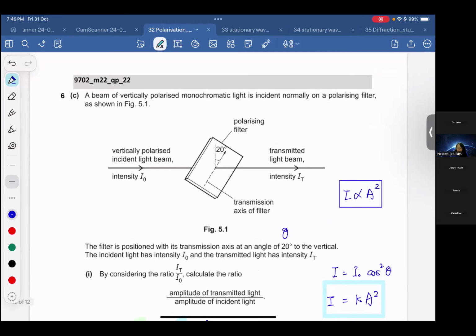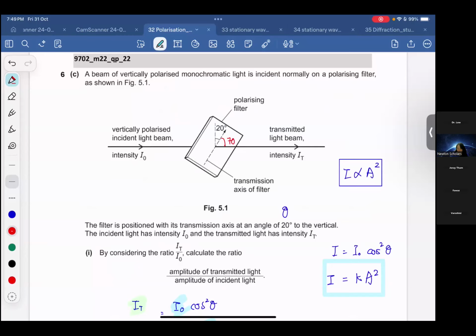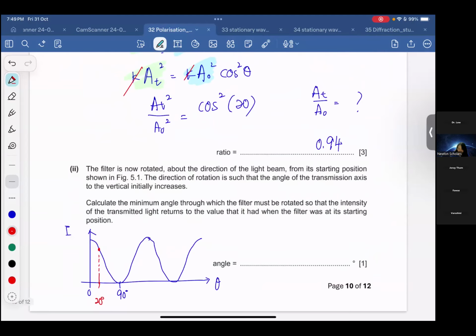Initially, our case is at 20 degree. So that means initially we are here, somewhere here. Okay, this is 20 degree. I know that when I rotate another 70 degree, I become horizontal. Am I right? The filter becomes horizontal. So from here to here, I rotate 70, then I get minimum intensity.